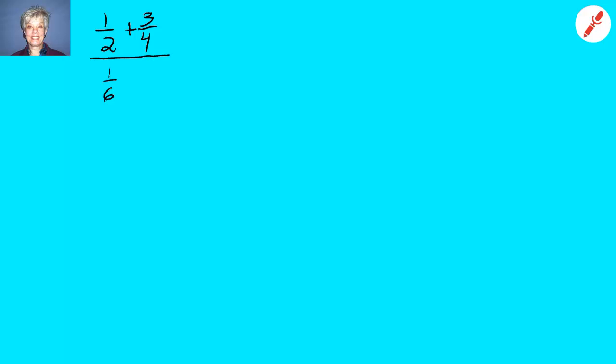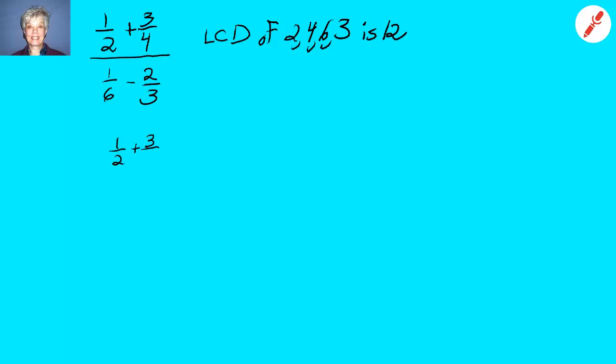We're going to say 1/2 plus 3/4 over 1/6 minus 2/3, and we're going to find an LCD for all four fractions. So we're going to look at the denominators: 2 and 4 and 6 and 3. The smallest number all those will go into is 12. So I'm going to rewrite the fraction just the way it was: 1/2 plus 3/4 over 1/6 minus 2/3.